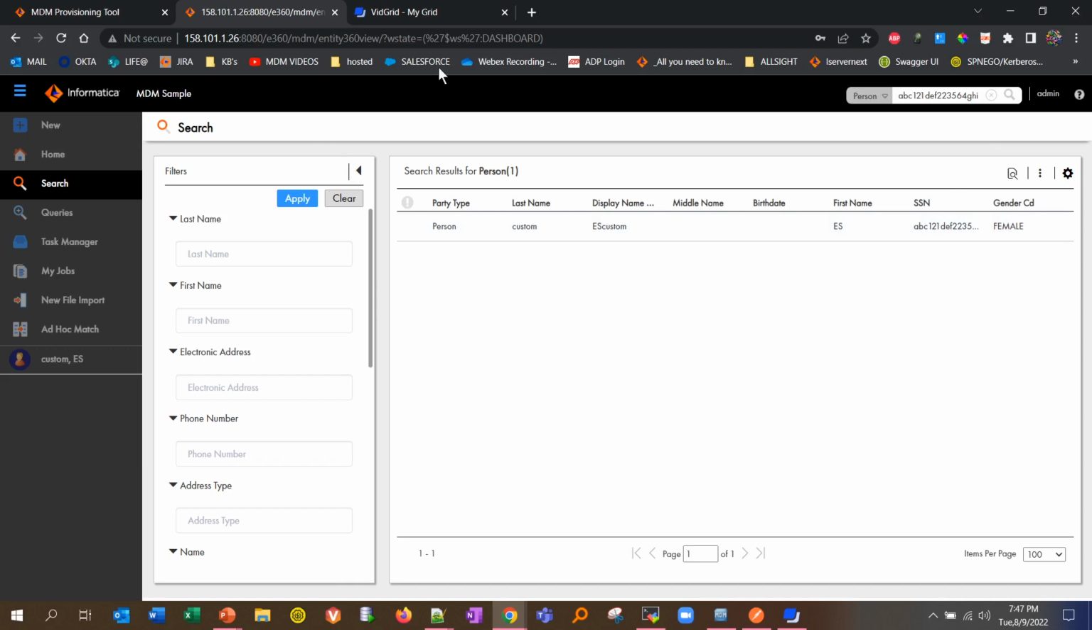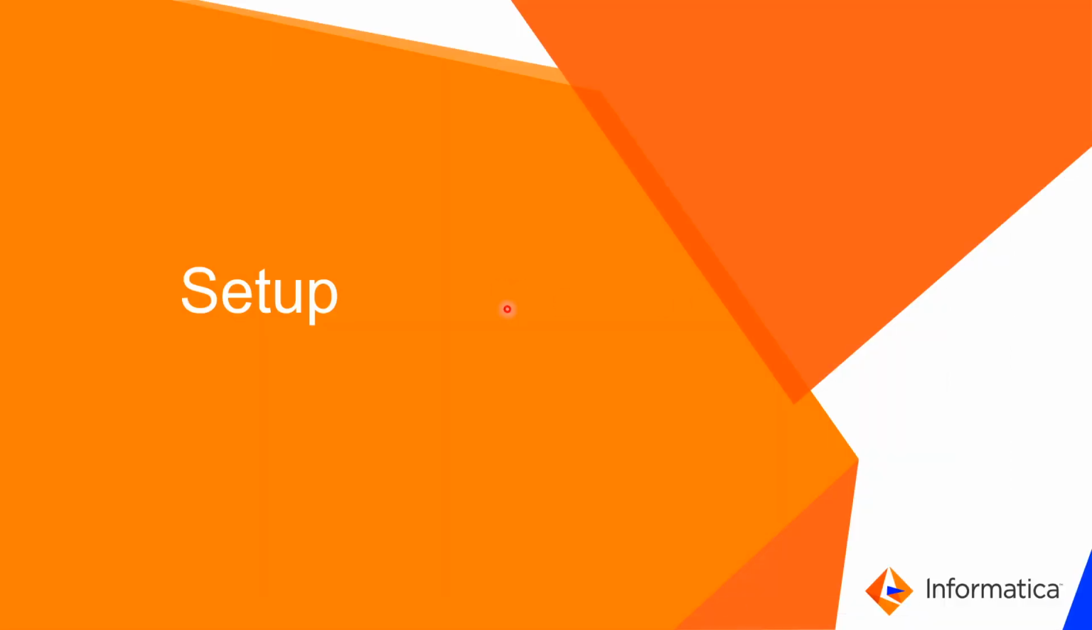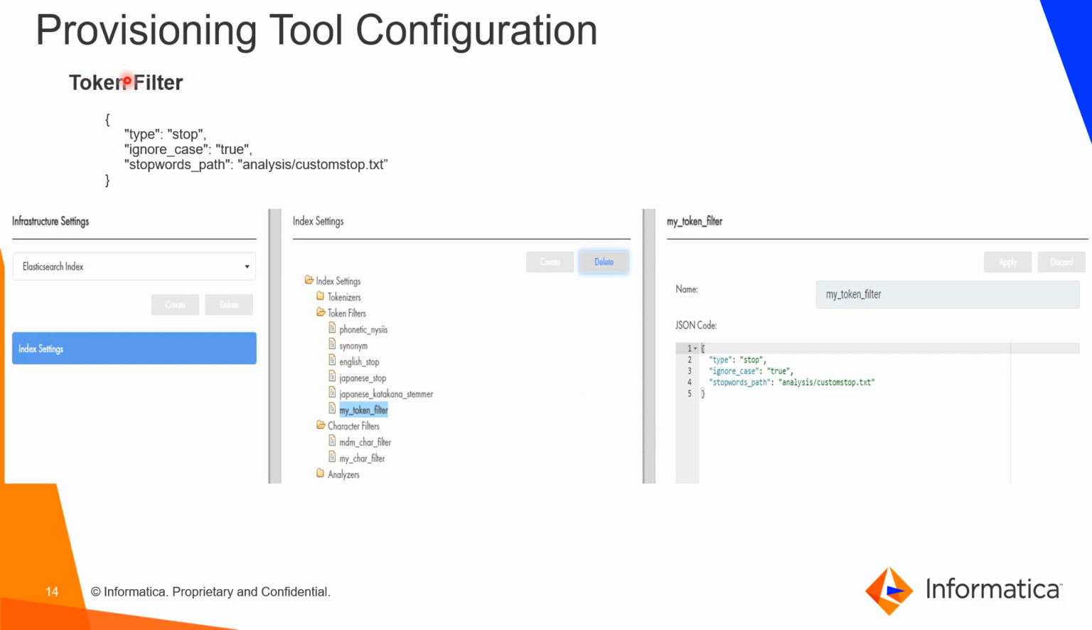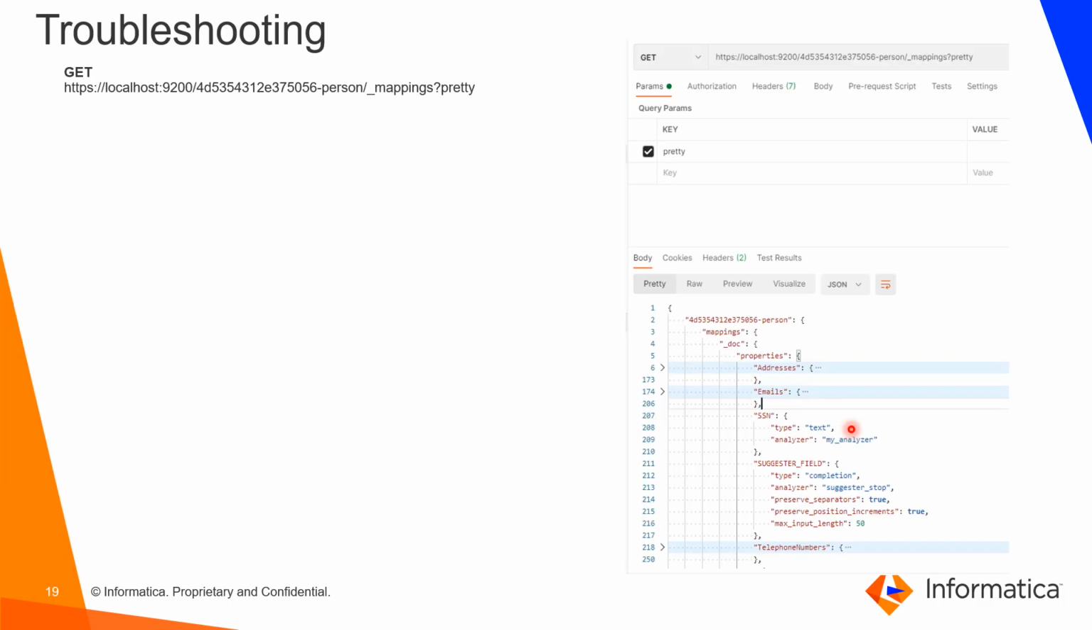So this is a simple working example of how SSN can be used, right? And the same thing, I've given you screenshots of what I've done. So in provisioning, I created a character filter, a token filter, and then I created an analyzer with my token filter and character filter. Okay, so now let's go to troubleshooting, right?